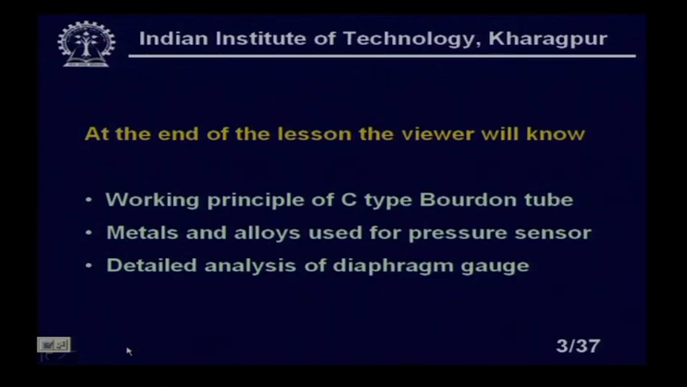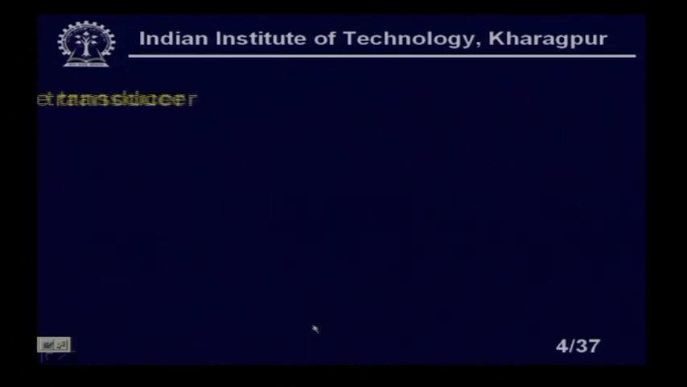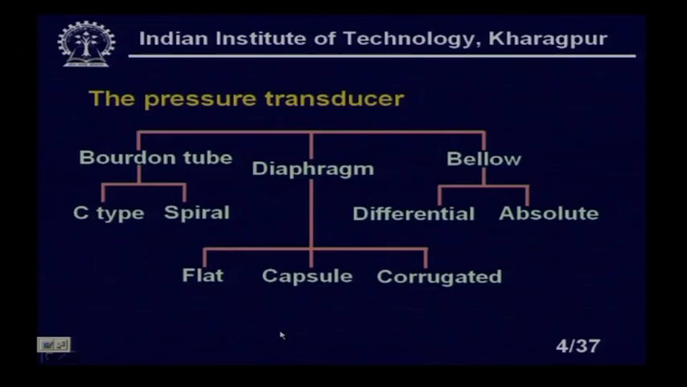Now, as I told you, we will discuss the Bourdon tube in more detail. In the pressure transducers, as I told you, you will not find the U tube manometer there. So, this is the entire gamut of our pressure transducers. We have the Bourdon tube, of which we have two types, the C type and the spiral tube, and we have the diaphragm. The diaphragms are flat, capsule or corrugated, and we have bellows. These are differential and absolute. So, this is the entire gamut.